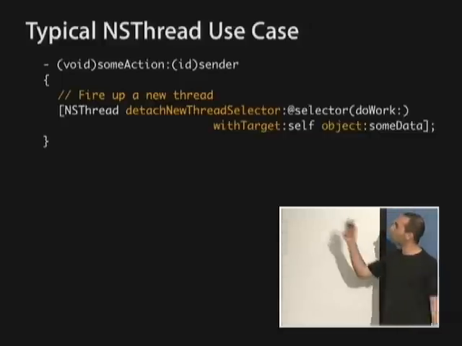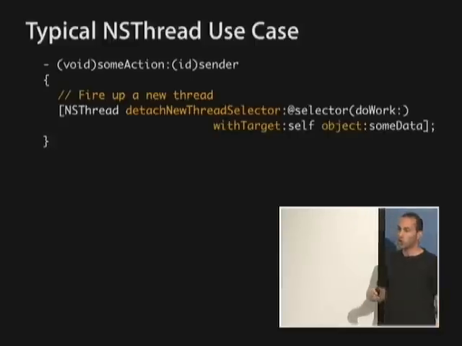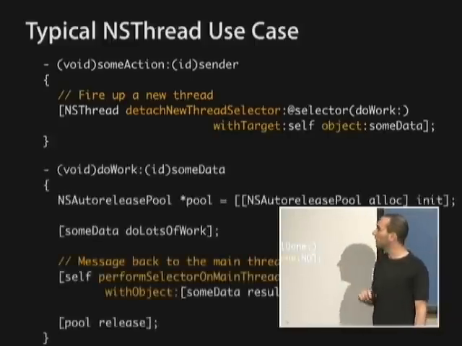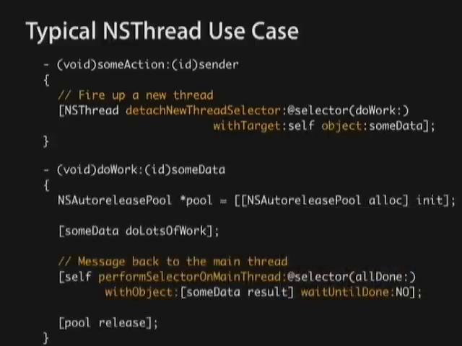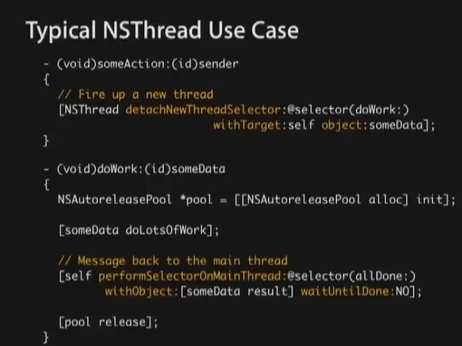So we're going to launch a new thread. The selector we're going to launch to is self, and it's going to be do work, and we're going to send in some data. The do work method that we've implemented on self has its own auto-release pool. It does something that's fairly expensive for the system. And then when it's done, it tells the main thread it's all done. And it sends in the result.